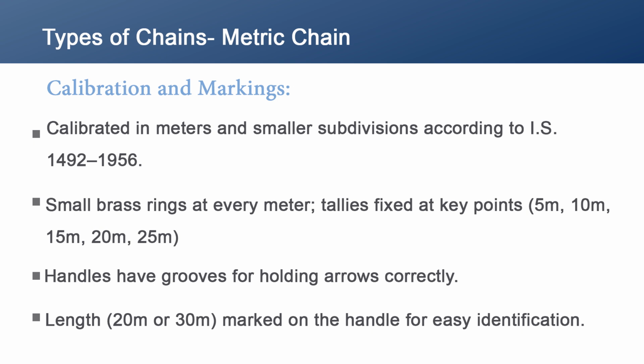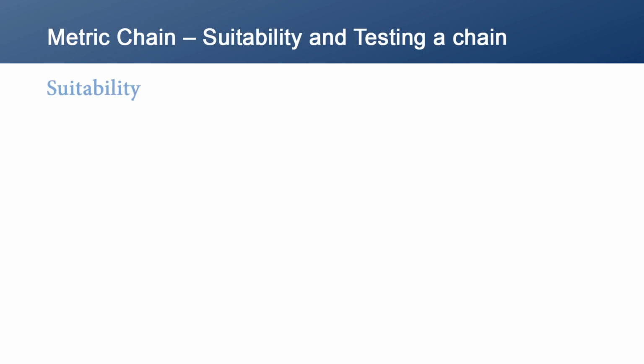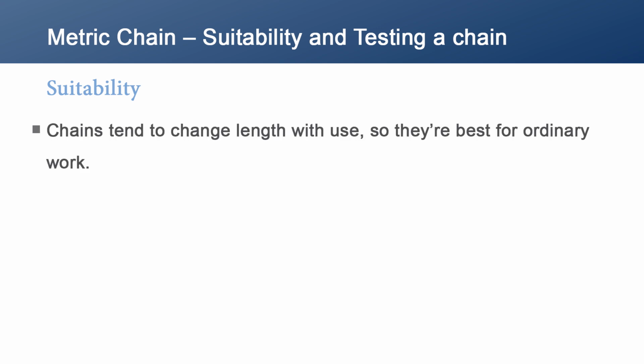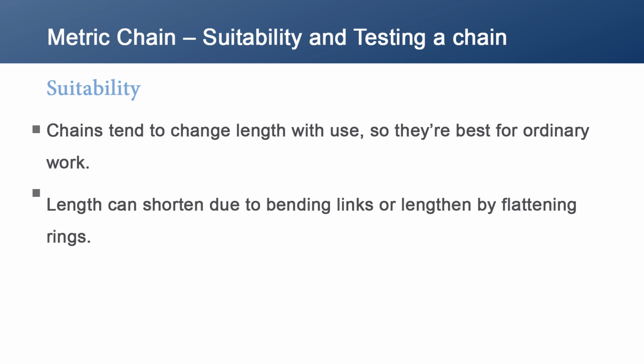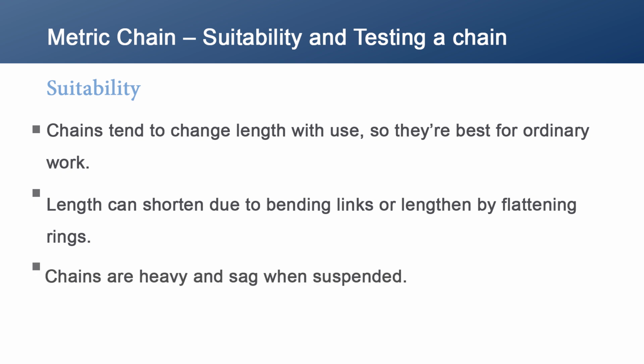Now these chains are good for some things but not so much for others. Let us understand this under suitability of chain. Chains tend to change length with use, so they are best for ordinary work. Length can shorten due to bending links or lengthen by flattening rings. Chains are heavy and sag when suspended. They are great for rough usage.